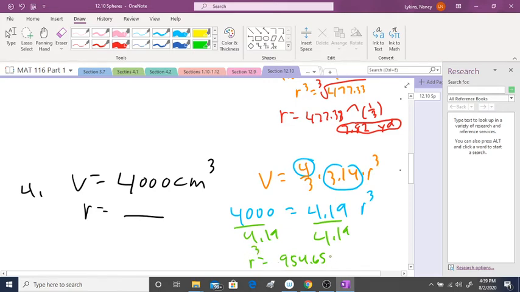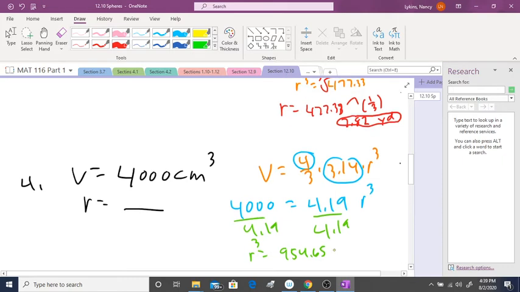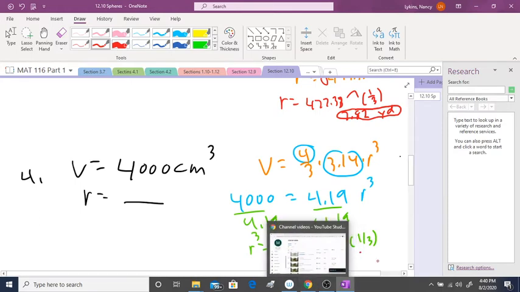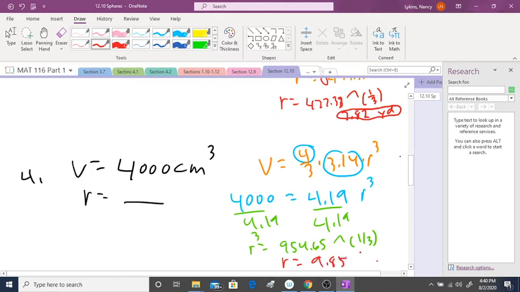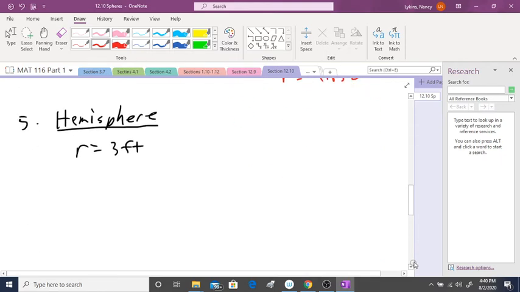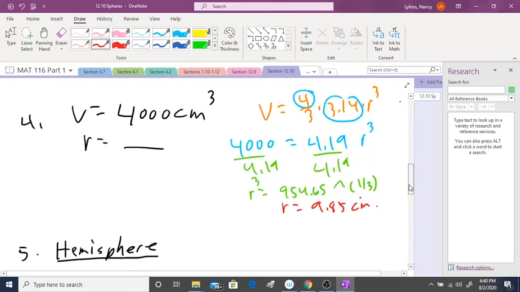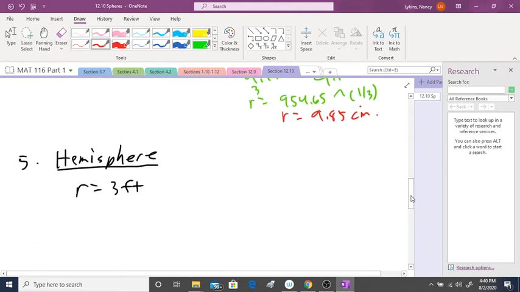So then to find r, you raise it to the 1/3. So r should be roughly 9.85 centimeters. Okay. Like I said before, if you want to repeat the last two examples, feel free to. Next, I'm giving you a hemisphere. Okay, hemisphere, think about the Earth. We're divided into north and south hemisphere.